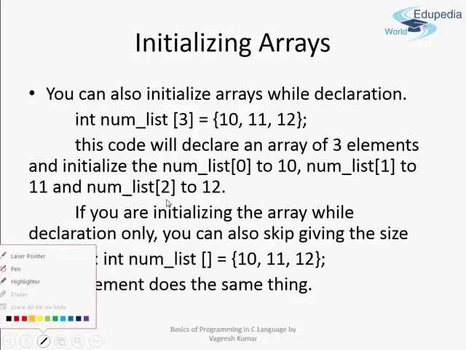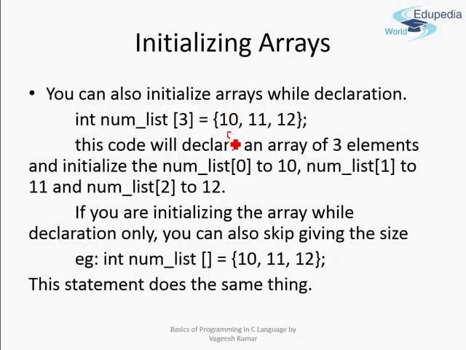So this 10 is at index 0 of the array, 11 is at index 1, and 12 is at index 2. We have 3 elements, 0, 1 and 2. To access any of these elements, we write the variable name, and then in square brackets we pass the index of the array. The first element will be accessed when we pass the index 0 as over here, and this has been initialized to 10. Similarly, the second and third index.